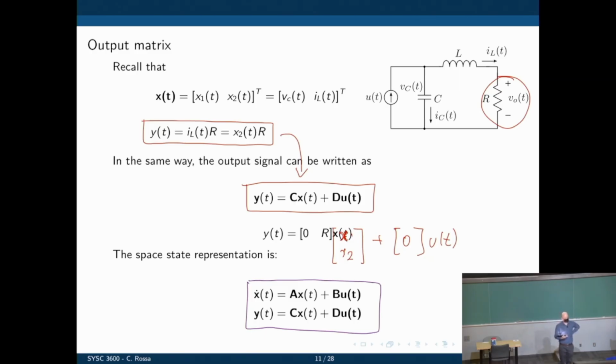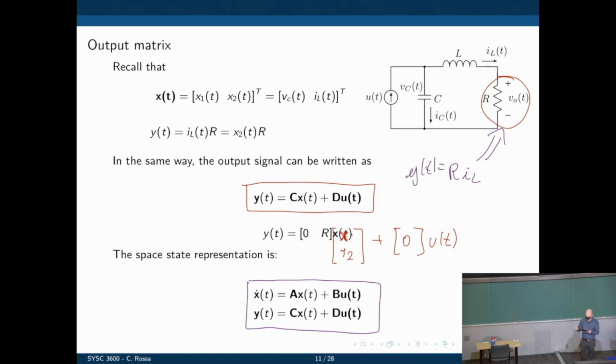Okay. Any questions? Yeah. Where did we get y of t equals x2 R? Yeah, so this is the output of the system that we chose to be the voltage across the resistor. The voltage across the resistor is simply R times IL. Yes, that's the output.